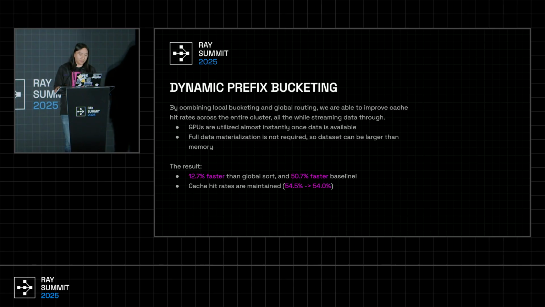and full data materialization isn't necessary anymore, unlike sorting. The result is that we actually achieved 12.7% faster speeds than our previous global sorting technique. And in total, in aggregate, this is 50.7% faster than our baseline of naive batching. Our cache rates are also maintained compared to sorting. So sorting had around 54.5% cache hit rate for prefix cache, whereas here we have 54.0%. So very similar rates, but with streaming execution instead.